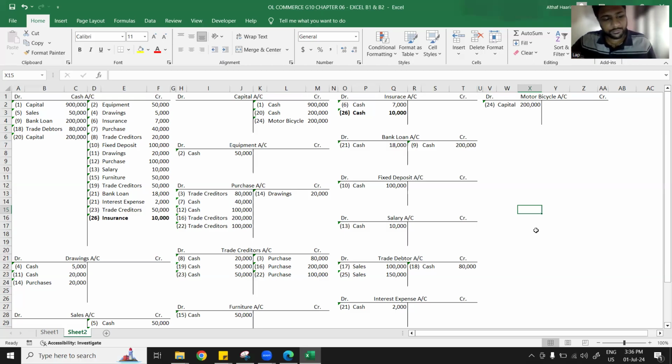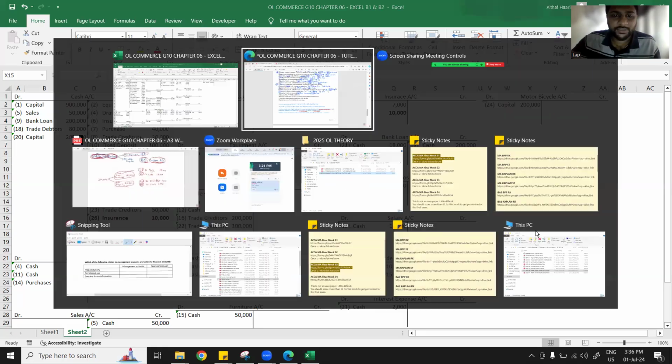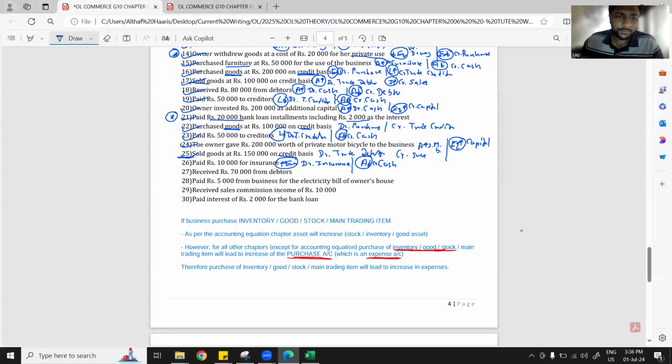Done. Now let's move to the next one. Received 70,000 from debtors. So we'll write the easy one first. We are receiving money from the debtors. How much is that? 70,000. So my cash is increasing. My cash asset is increasing. Asset increases, debit.